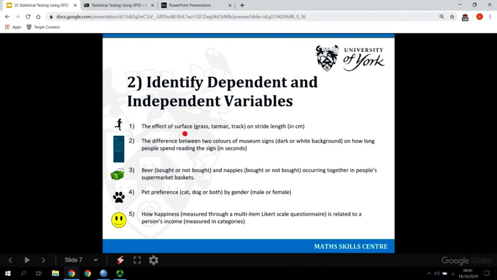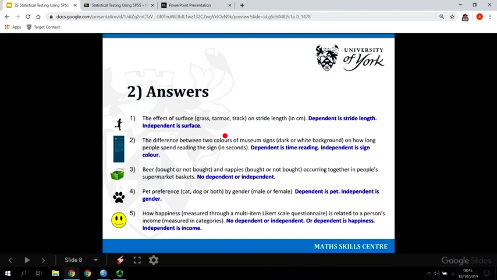If you want to have a go at identifying the dependent and independent variables, or whether there are independent variables, in these other 4 examples, you can stop the video now and have a think, or you might even want to write down the answers. Here are the answers. We've got the top one done already.